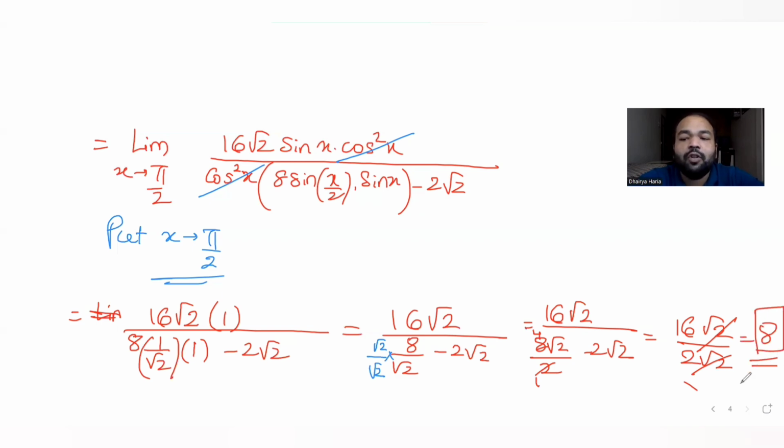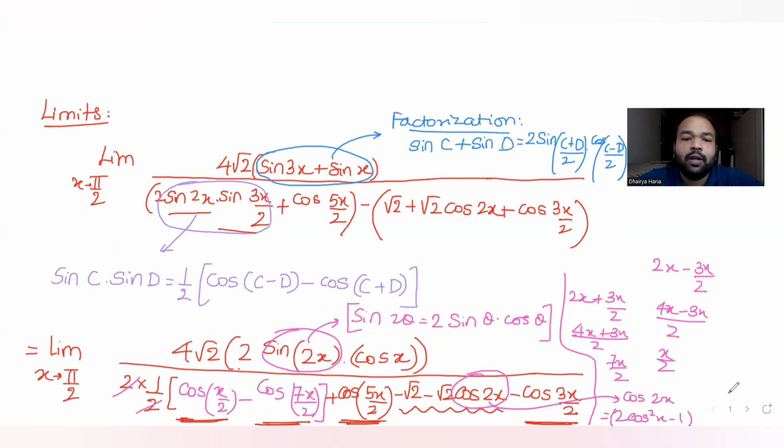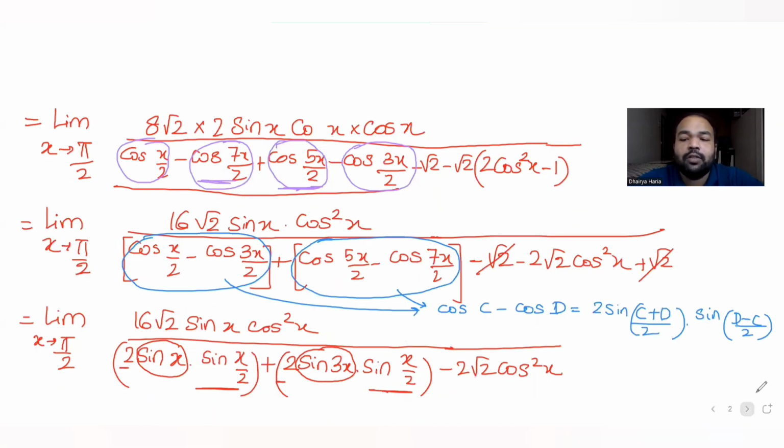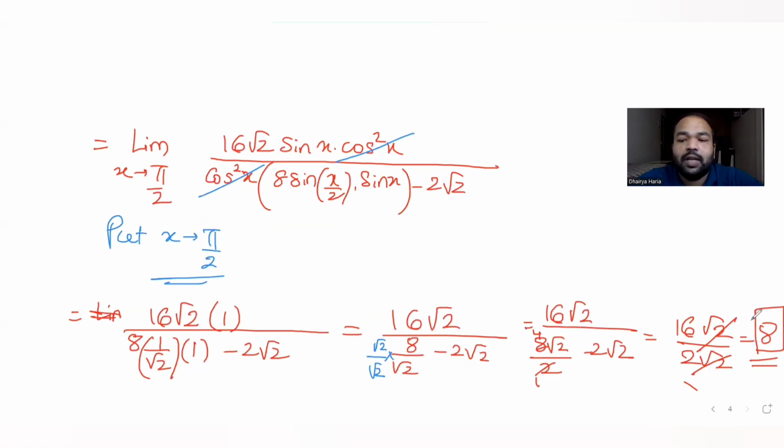So the answer for the question which is asked to us, the limit that we needed to find where x is tending to pi by 2 with the numerator and denominator, turns out to be 8 in this case. And if you see, the option that matches in this question is B. So B is the correct answer in this question.